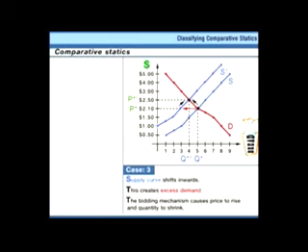The new equilibrium price is higher, and the equilibrium quantity traded is smaller. This will be the case anytime the supply curve shifts inwards, anytime there is a decrease in supply. Well, what are the factors that lead to a decrease in supply? The first would be an increase in the price of inputs.